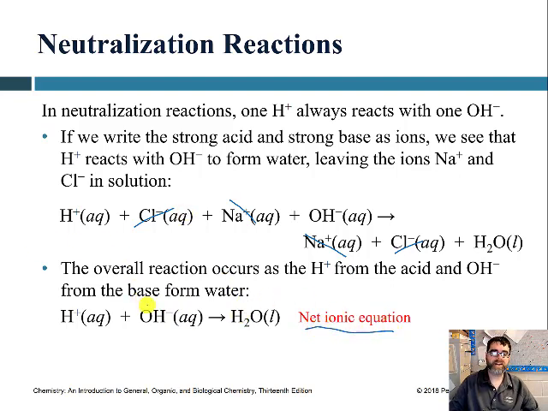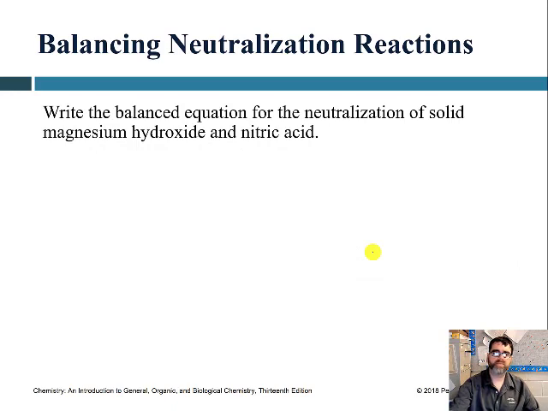This is the net ionic equation for every strong acid, strong base neutralization. It's guaranteed it will reduce down to this. The ones that do produce a solid, or when they produce a precipitate, you technically can write a second net ionic equation for that, but it is always going to produce this as its net ionic equation.